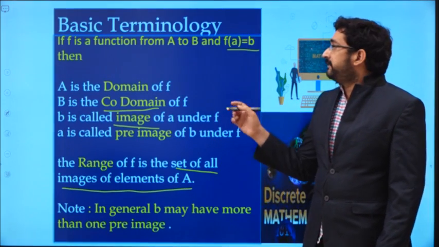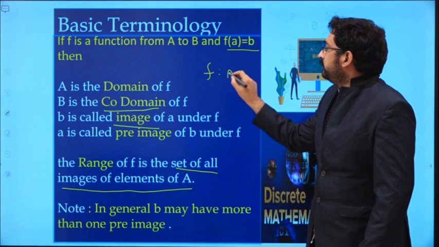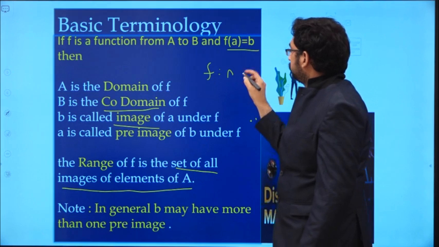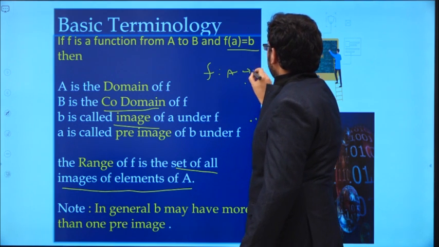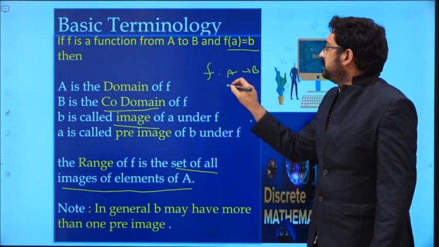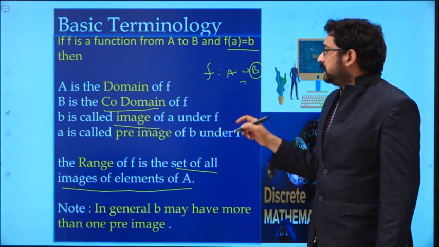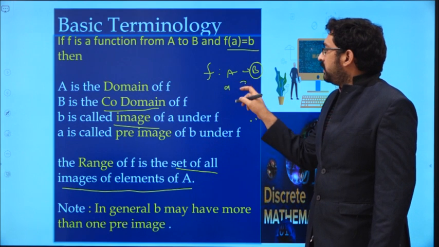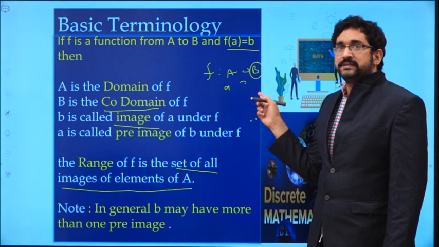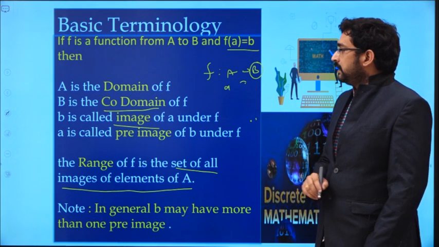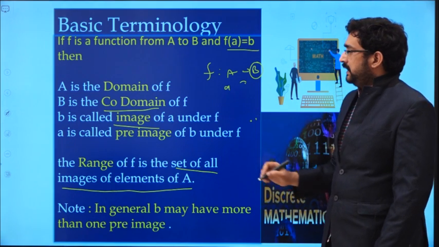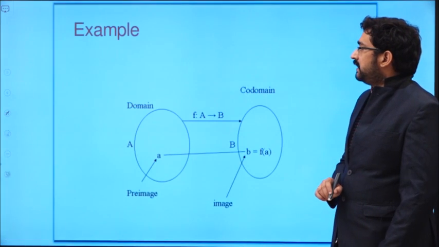If f is a function from A to B, A is said to be the domain, B is said to be the codomain, the element a in A is called the pre-image, and the element in B is called the image of a. And the range contains the set of all images of elements of A. So this is the basic terminology.